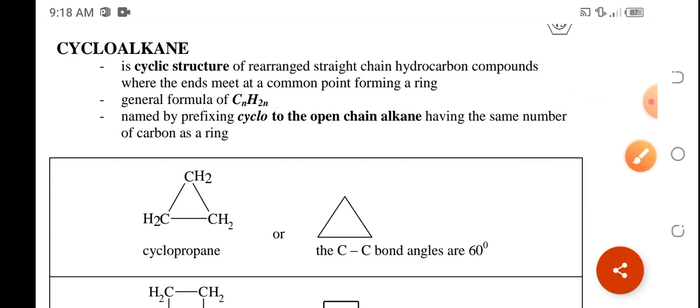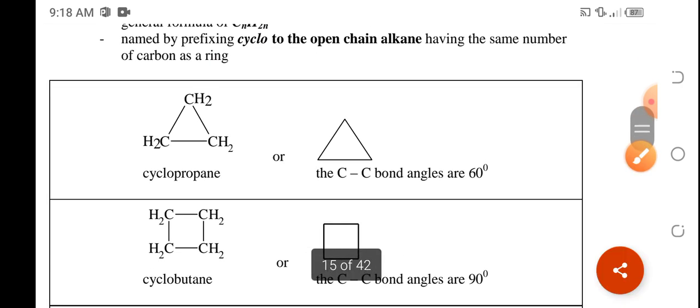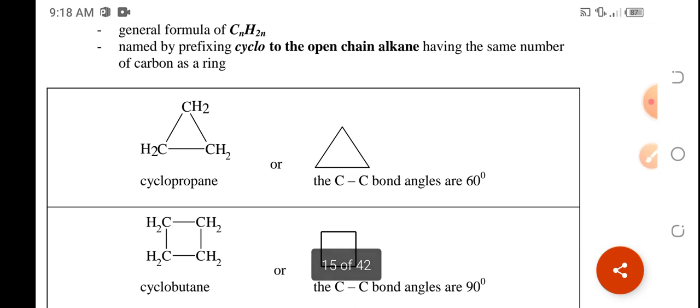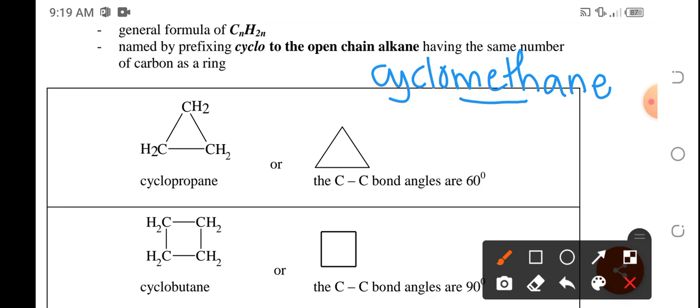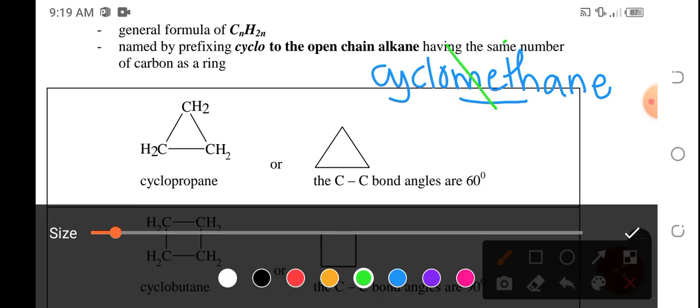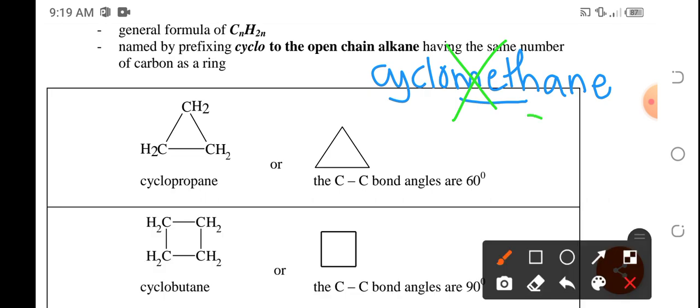Okay, so the simplest cycloalkane is cyclopropane. Wala tayong cyclomethane and cycloethane. Why? Because we could still remember meth. If that is cyclomethane, meth stands for one carbon atom. So hindi ito pwede, kasi that hydrocarbon will only have one. So how will it form a ring or a cyclic structure if it only bears one carbon atom?